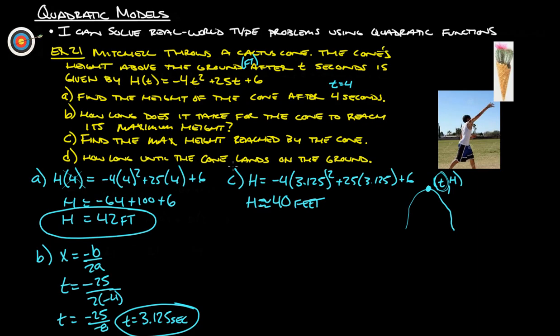Okay, and then D, how long until the cone lands back on the ground? So basically, you can look at this somewhat as the path, and then we want to know when it gets back to the ground here, and that is along the x-axis, so that's when y equals 0. So we just plug a 0 in for our height. We want to know when the height's going to be 0, right? So, part D, 0 equals -4t squared plus 25t plus 6.